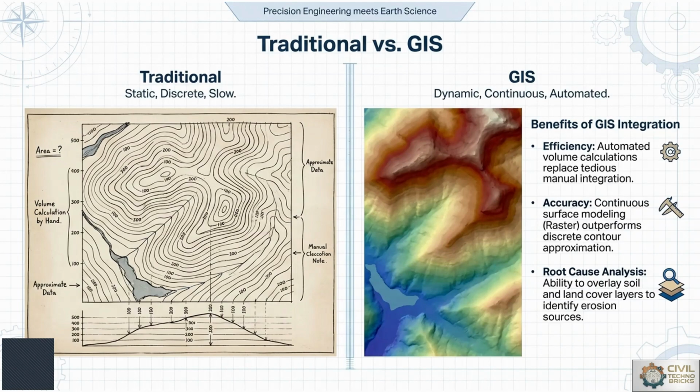GIS and remote sensing have revolutionized how we monitor and manage reservoir health. Instead of waiting years for a physical survey, we can now perform annual checkups using satellite data. This allows for proactive management, ensuring that our dams continue to provide water and power for generations to come.